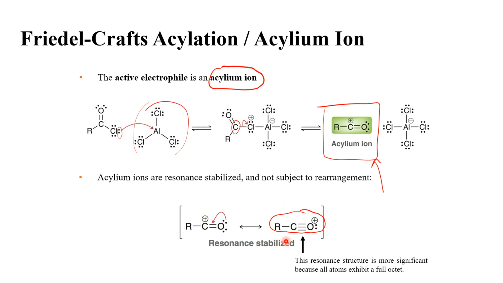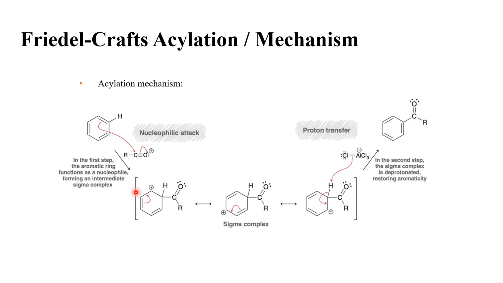And this is nice because once you have a full octet between the two atoms, there's really no reason for any sort of rearrangement, right? This is not going to undergo a rearrangement. You can imagine if this R group was some other carbons, there's no reason for that resonance-stabilized carbocation to do any sort of rearrangement. So the stability of this resonance structure allows for this to just react with no rearrangement.